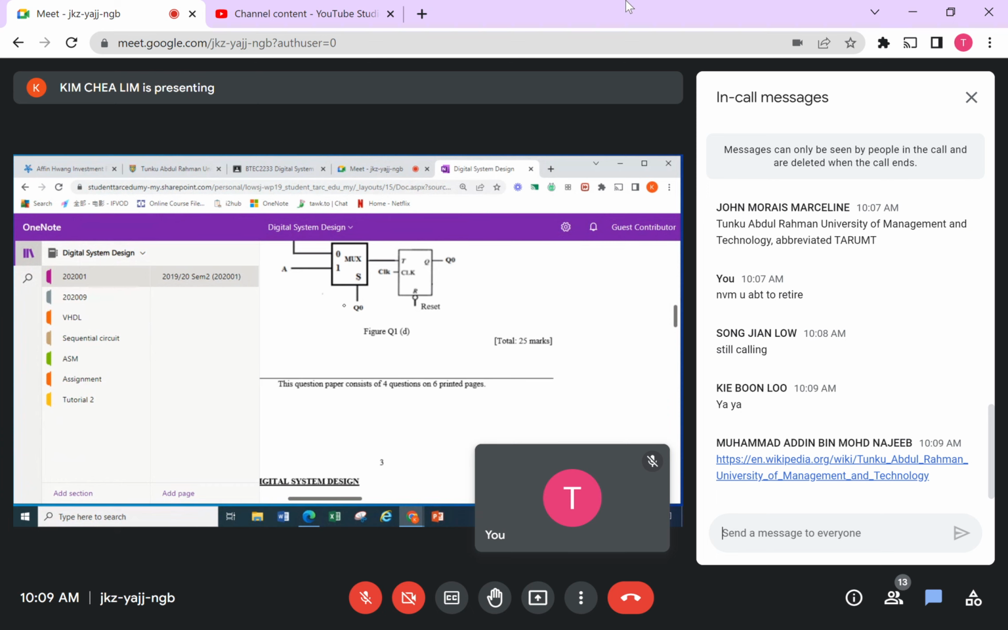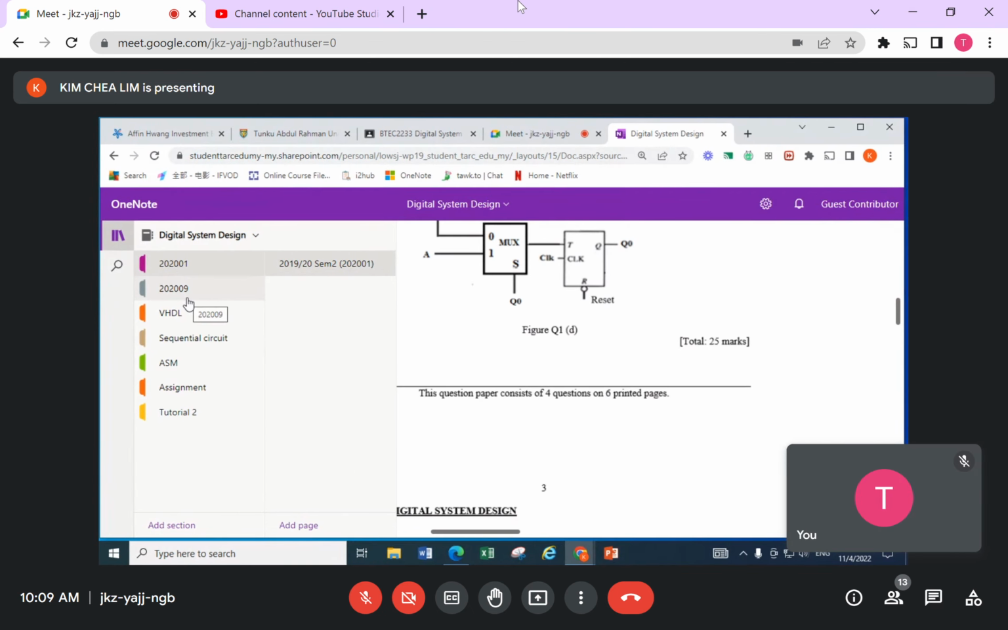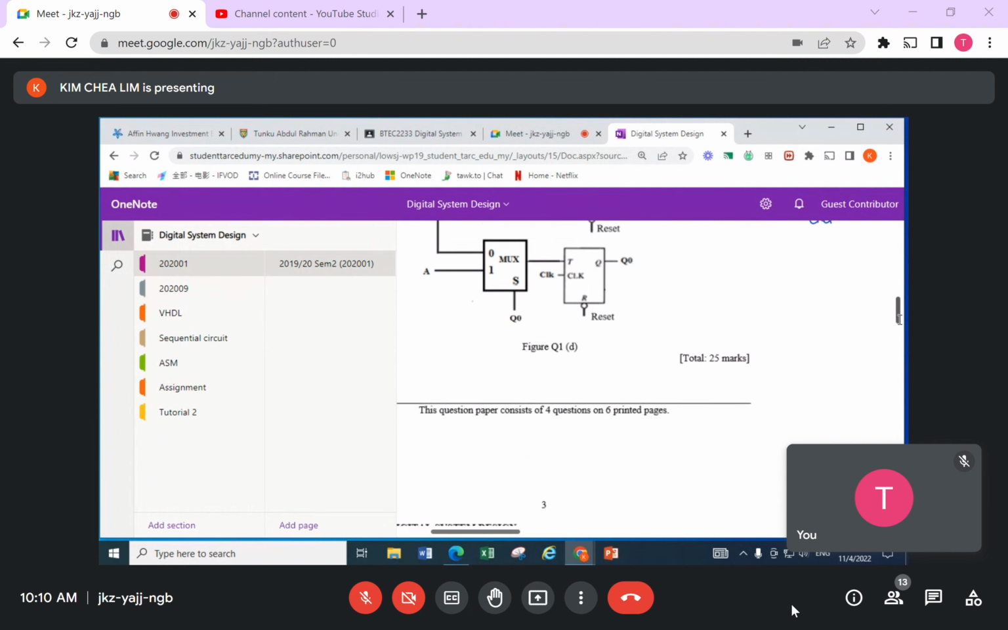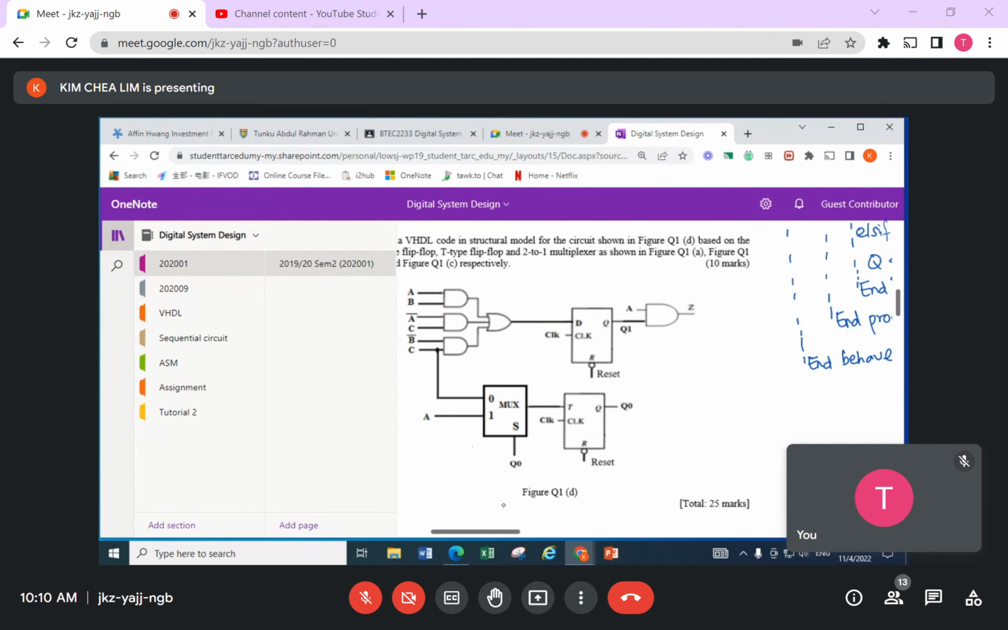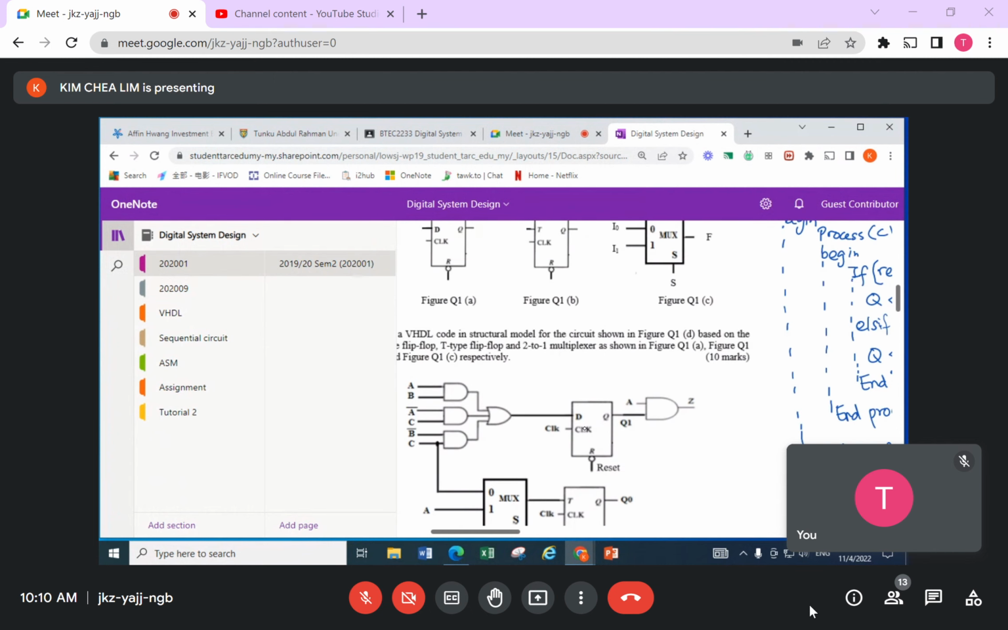The 01 is first semester. All right, this is the second semester. No, this is a receipt paper. All right, so anyway, this is the question on this VHDL.